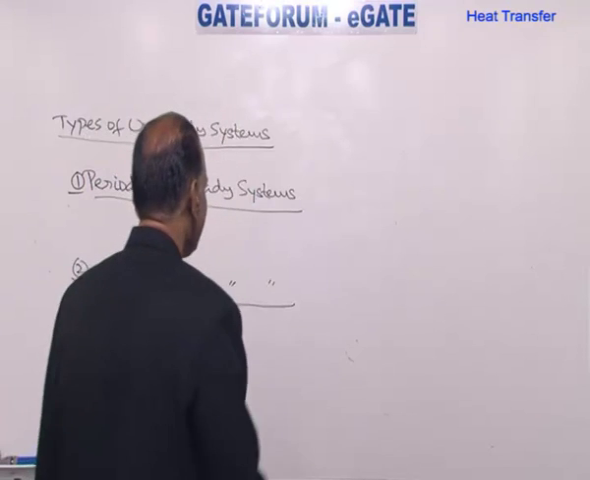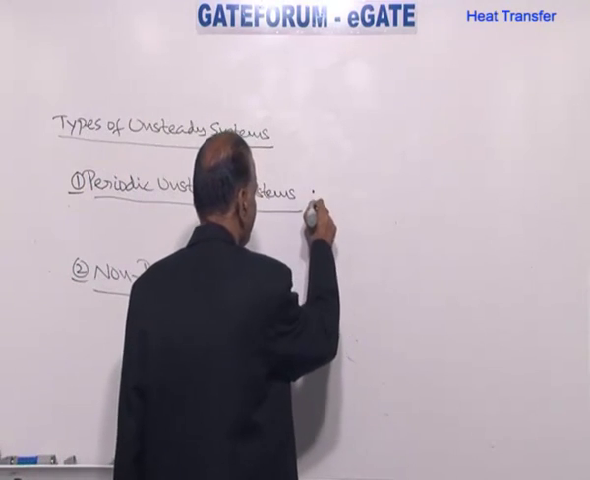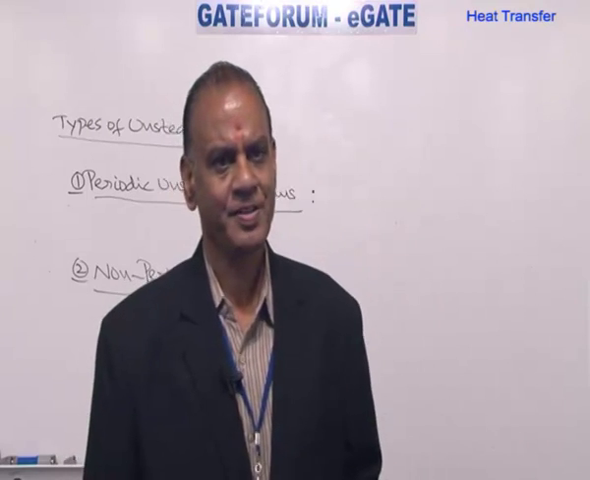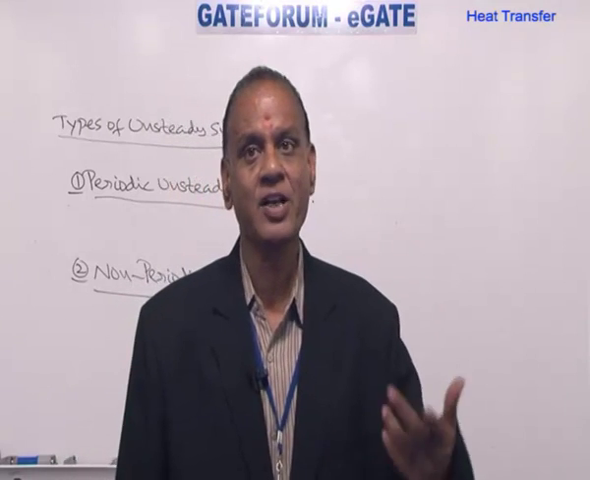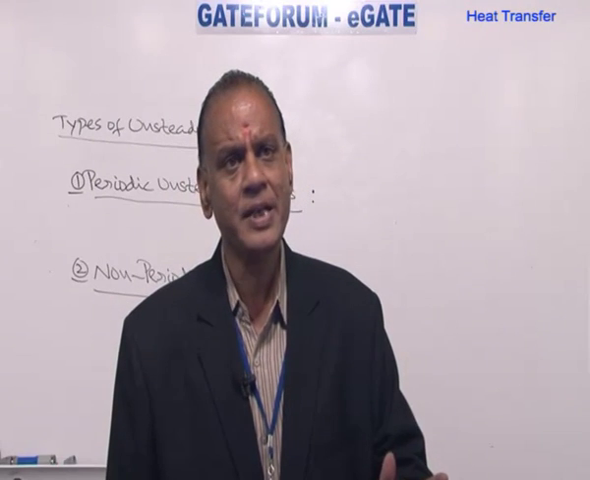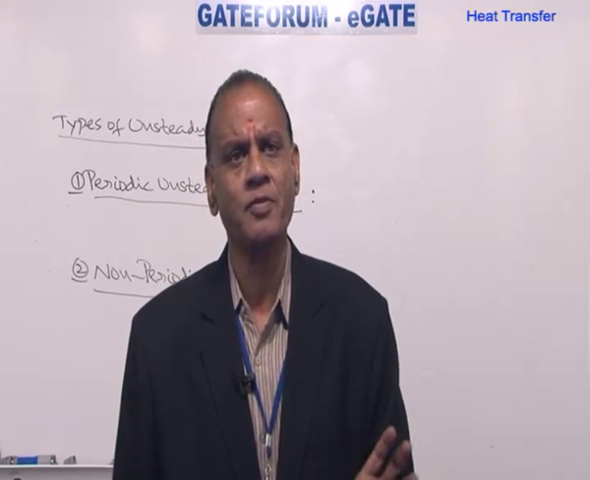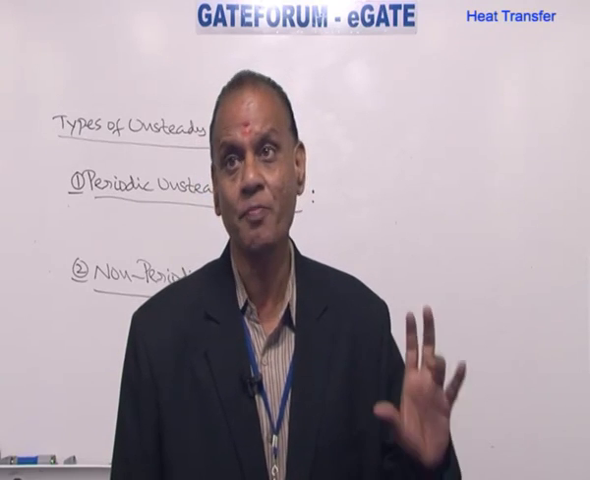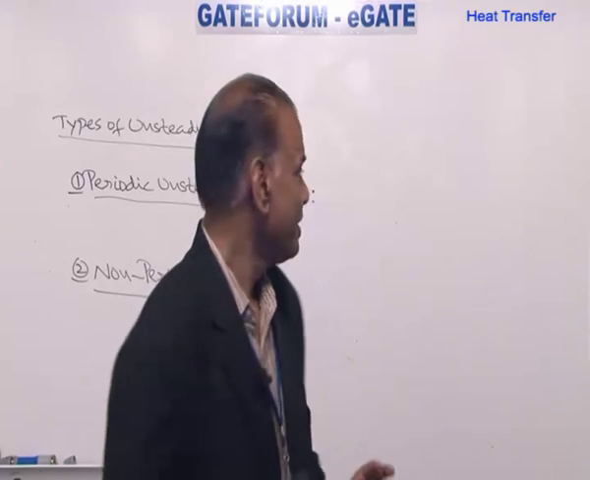The name itself indicates, in a periodic unsteady system, temperature will be a periodic function of time. Temperature will be a cyclic function of time. Physically speaking, we get the same temperature again and again after a definite period of time. That is the meaning of periodic unsteady systems.